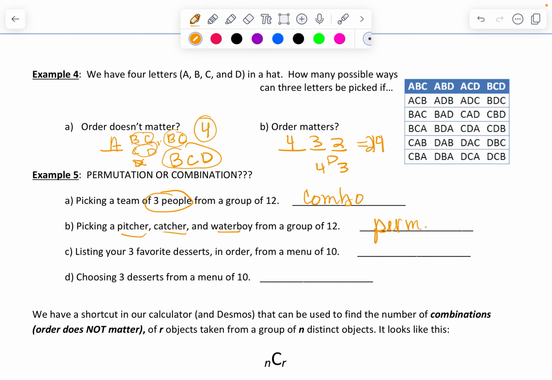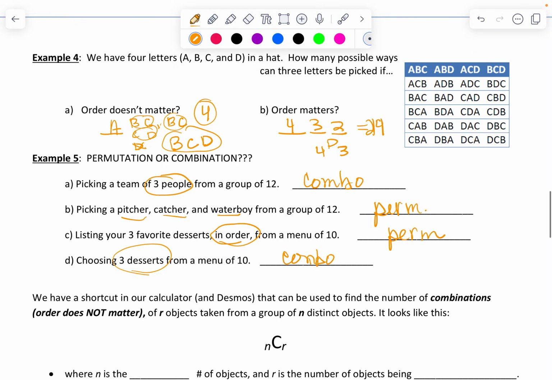The order mattered. Listing your 3 favorite desserts in order from a menu of 10. So if there's order, then it's a permutation. Choosing 3 desserts from a menu of 10. I don't care what 3 desserts. I don't care what order you choose them. So this one would be a combination.